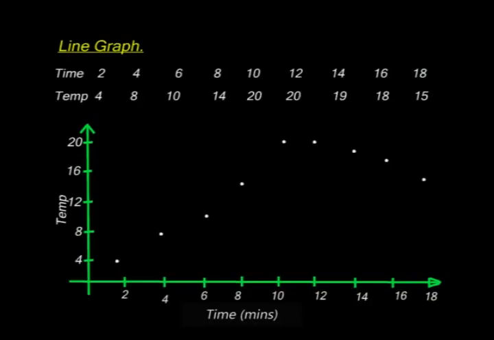So I have those dots representing that. And all I need to do to complete my line graph is to join all those points. So there I have my line graph. I give it a title and I give it a scale.